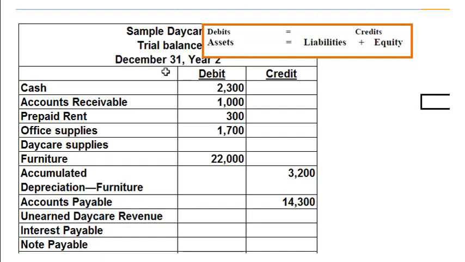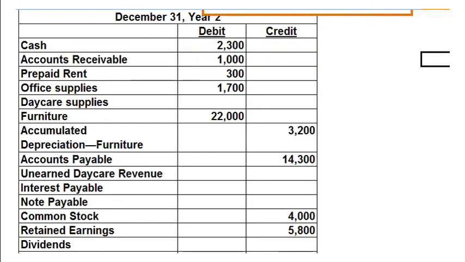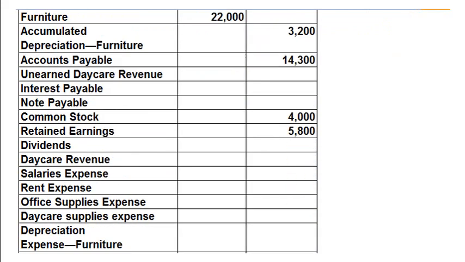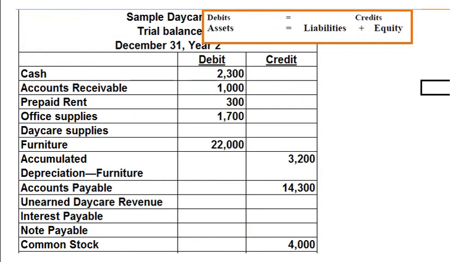We do see the use of those terms here in the information that's supplied to us to do the sample daycare problem. What you're looking at on this problem page is a trial balance for sample daycare as of the end of the most recent year. So this is a trial balance for the year ended December 31st, year 2. And we see debits here on the left and credits on the right.